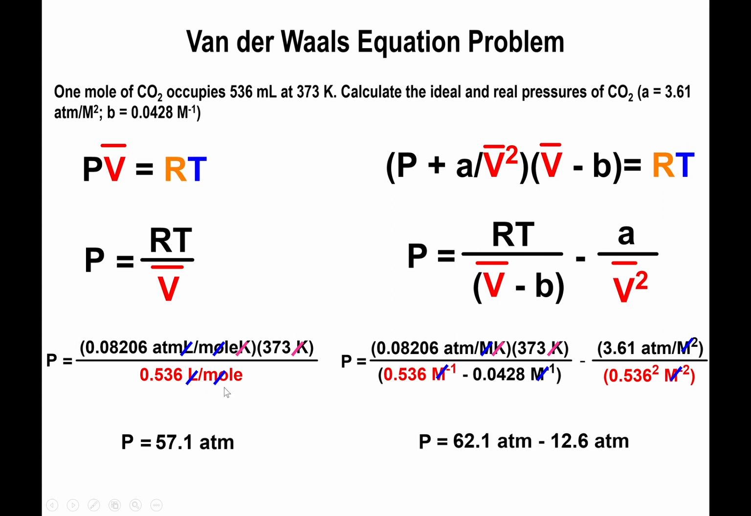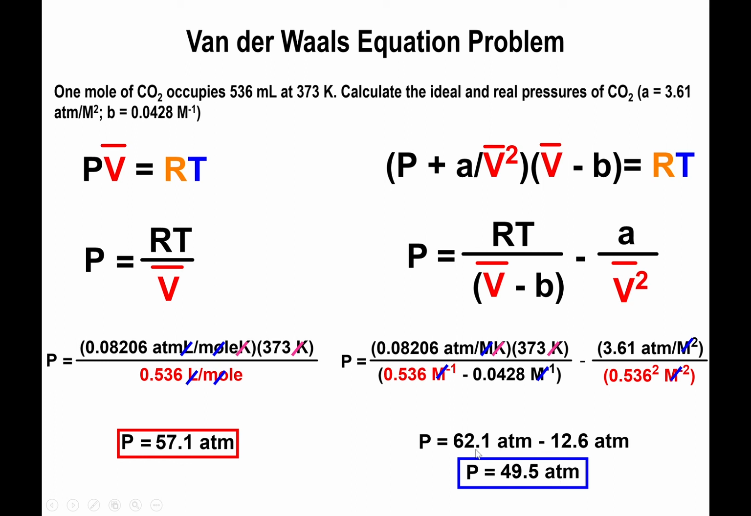Carrying over the calculation for the ideal gas law, we find out that the ideal pressure is 57.1 atmospheres. Over here, taking care of the first fraction for the real gas law gives us a value of 62.1 atmospheres. And the second fraction, once you square the 0.536 and divide it into the value of A, which is 3.61, we get 12.6 atmospheres. Finally, taking care of that subtraction gives us the real pressure of the gas, 49.5 atmospheres.